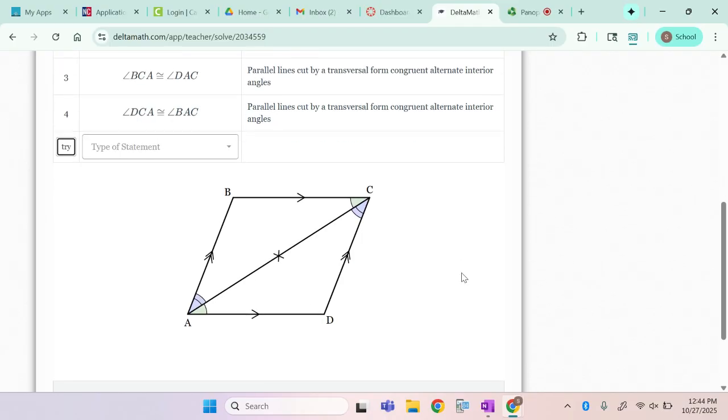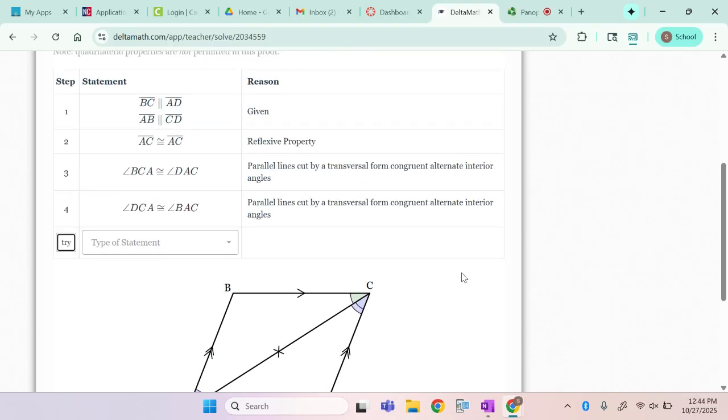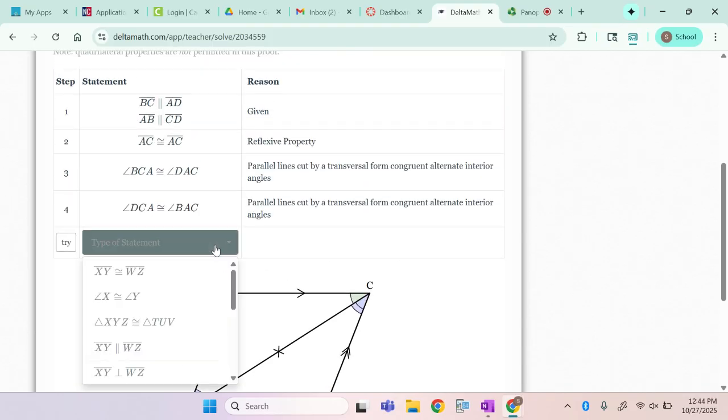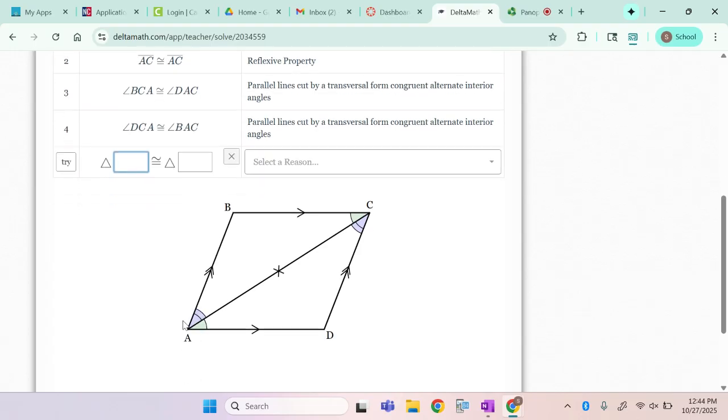All right. So we now have two angles and a side that's congruent. So now can we say that the triangles are congruent? Yes or no? Yes, we have two angles and a side that's congruent, which could form one of our postulates.